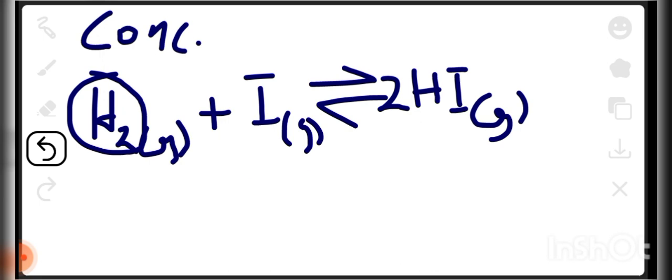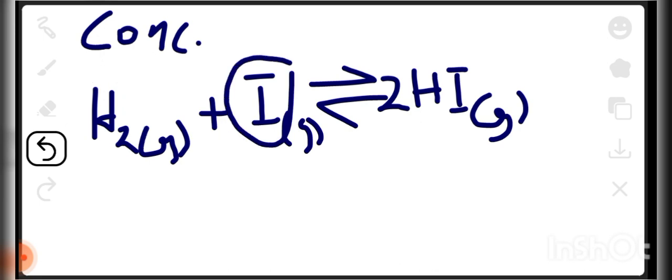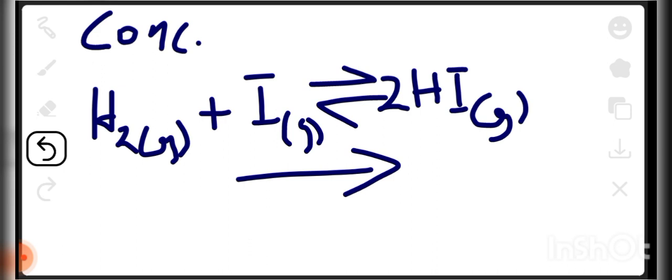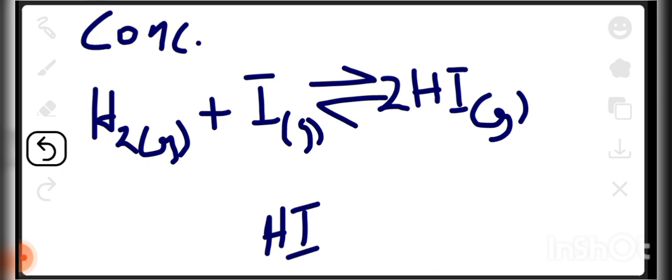Number 3, they can ask you, if more iodine is added to the system, what will happen to the equilibrium position? It will shift to the right, because it's still a reactant. Then if more hydrogen iodide is added to the system, what will happen? The equilibrium position will shift to the left in this case. So if you add product, it will shift to the left. If you add reactant, it will shift to the right. If you remove product, it will shift to the product.